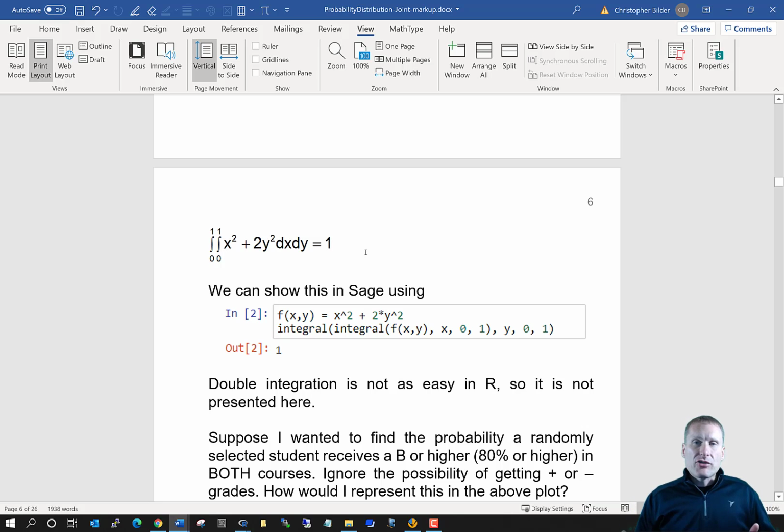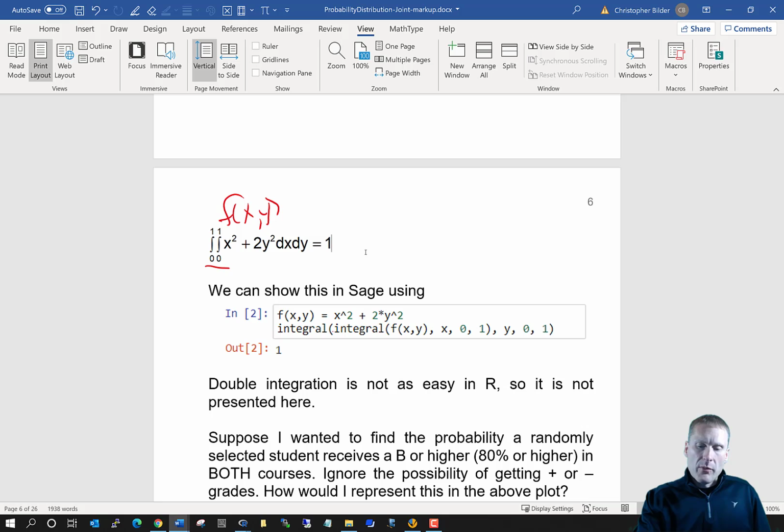Now, how would you actually show that the volume underneath that surface is indeed equal to 1? That's where, again, we use integration. If I integrate over all possible values of x, 0 to 1, and integrate over all possible values of y, 0 to 1, x squared plus 2y squared, my f of x, y, and do that integral on your own, you do get 1. If I were to do this integral in R, this would be a lot more difficult. Unfortunately, for two-dimensional and higher integration in R, I don't think the facilities are there to make that easy. But in Sage, it is fairly easy.